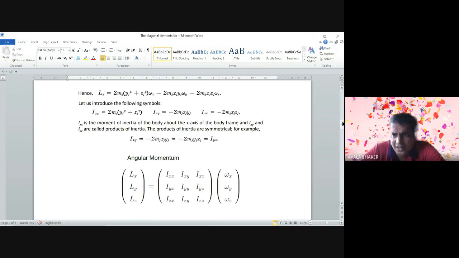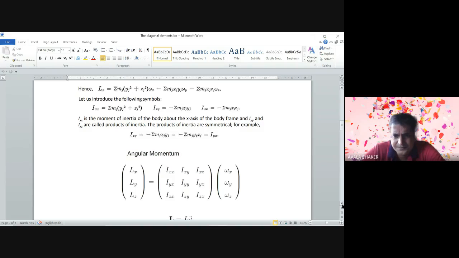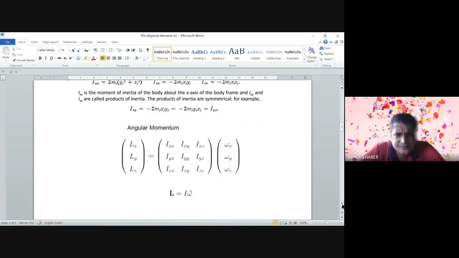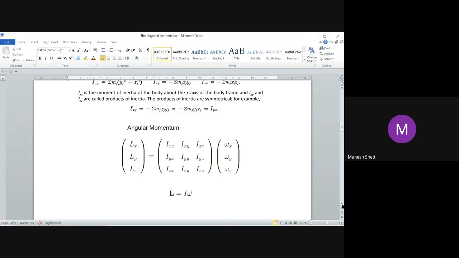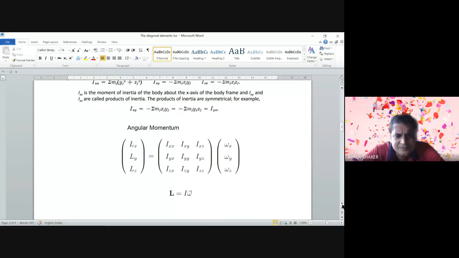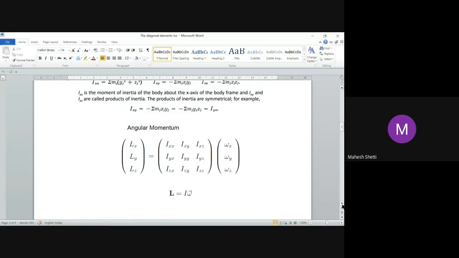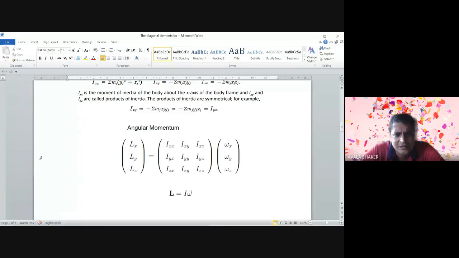I think at this point it will be useful, especially since there are students from first year and second year also, to explain what is happening here, what we are doing here. What is a tensor, and how angular momentum and angular velocity need not be parallel. Yeah, I'm coming to that. Yeah, thank you.